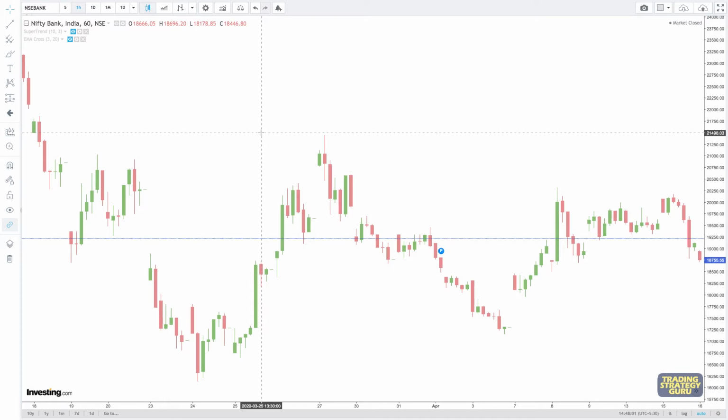Open the chart. Set time frame as hourly. I prefer hourly time frame for this method. You can try in lower time frames as well.